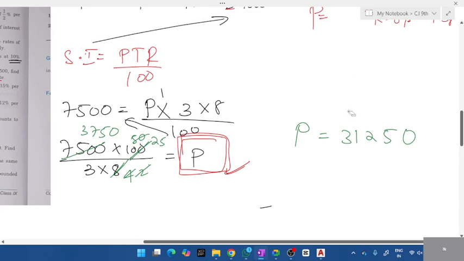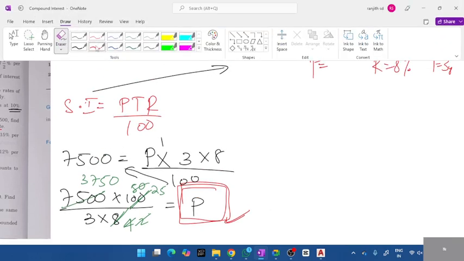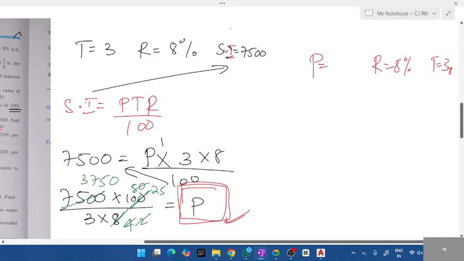So all of you will check the answer, students. 31,250. Why are you not solving? What are these students doing? 31,250.